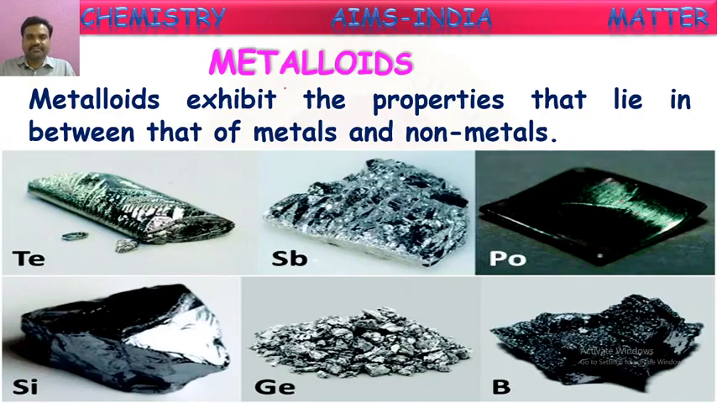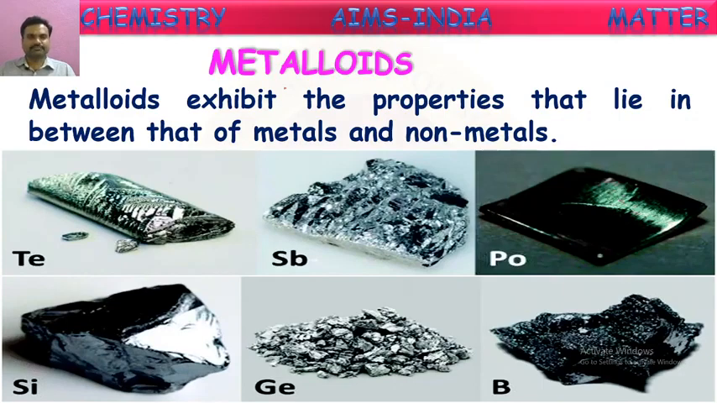These elements show the properties of metals as well as non-metals. Certain properties of metals and some properties of non-metals are shown by these elements. Such elements which show the properties of metals and non-metals are called metalloids. So these examples are metalloids.